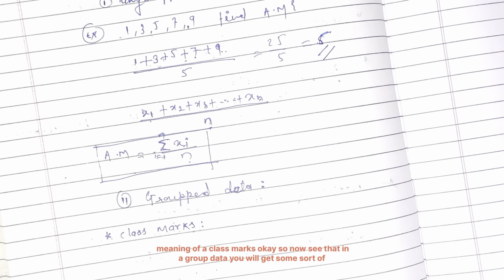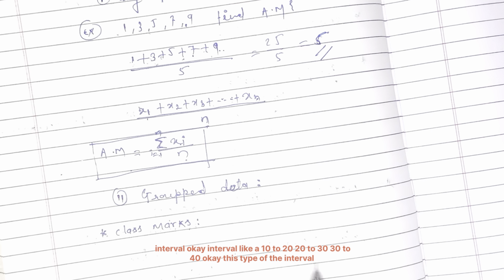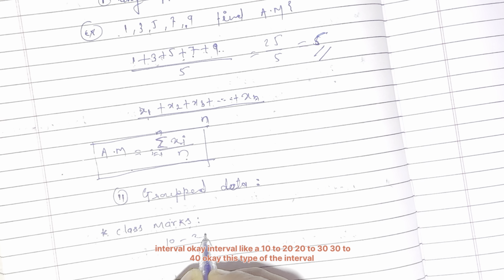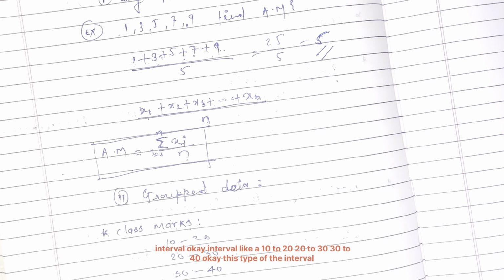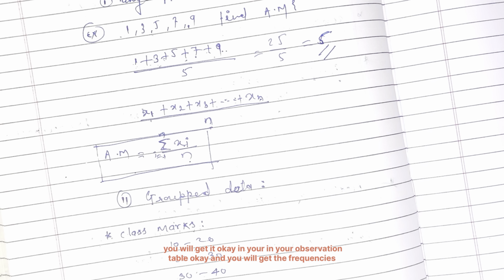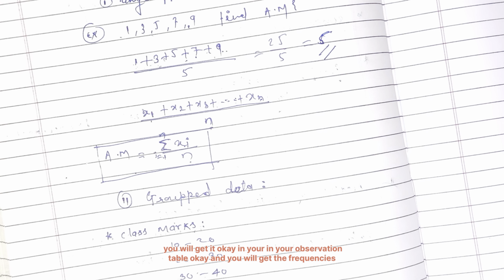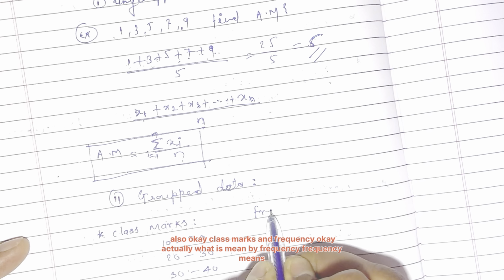Now see that in grouped data you will get some sort of interval, like 10 to 20, 20 to 30, 30 to 40. This type of interval you will get in your observation table, and you will get the frequencies also. Class marks and frequency.